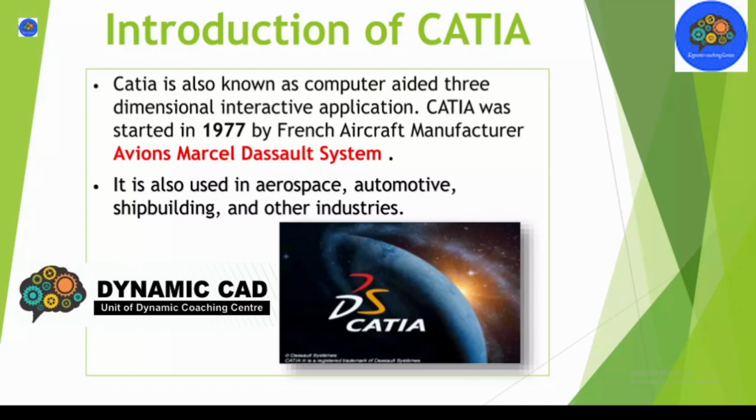It was first released in the year 1977. It is used in aerospace, automotive, shipbuilding, and other industries where heavy components are used. Mainly in the automotive and aerospace industries, CATIA software is used. Let us see what features can be done in CATIA.